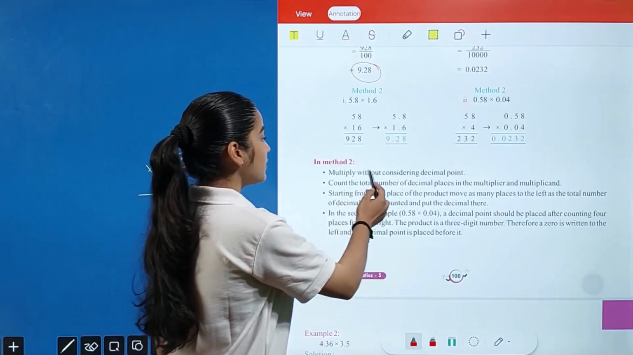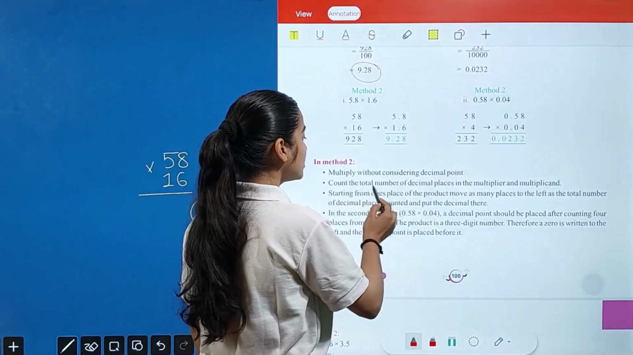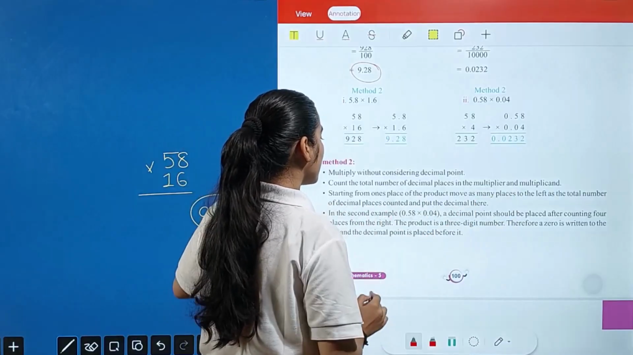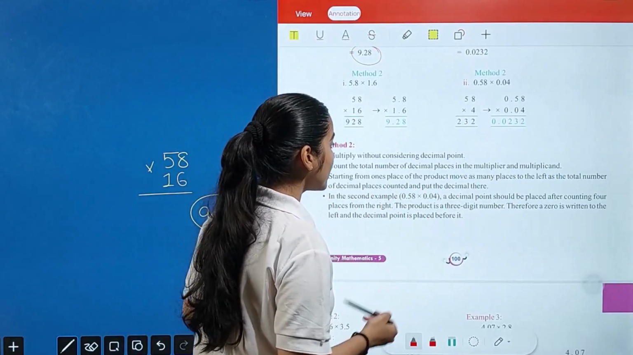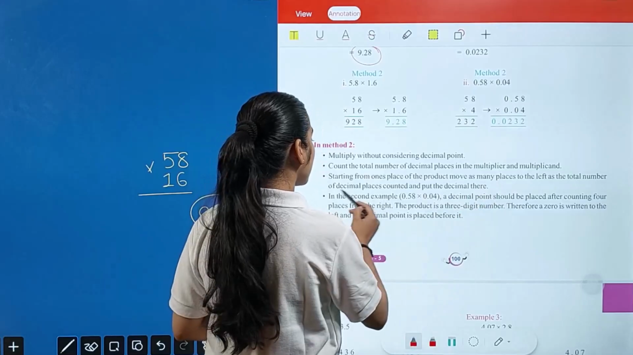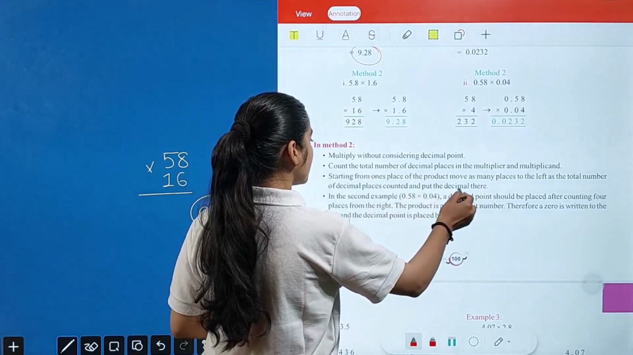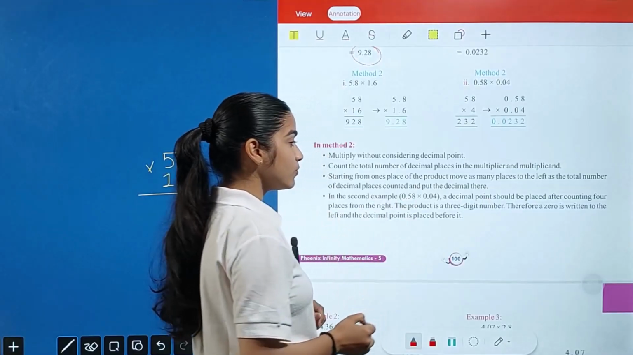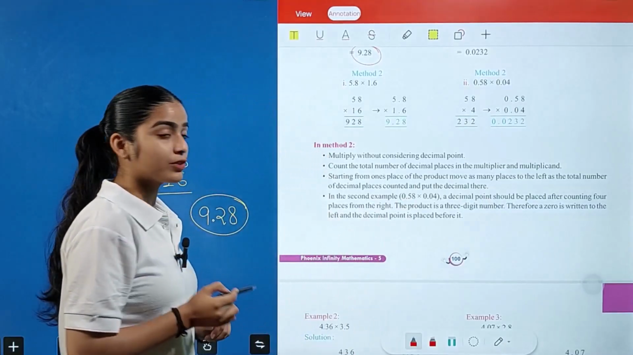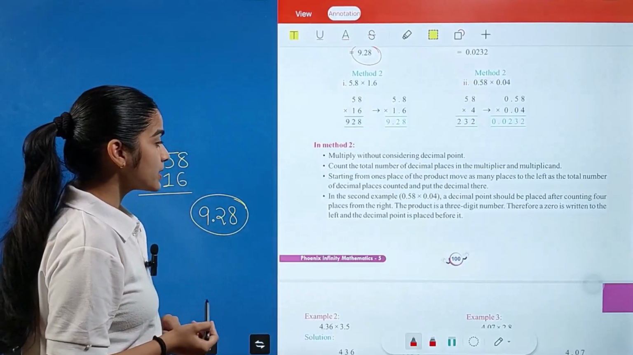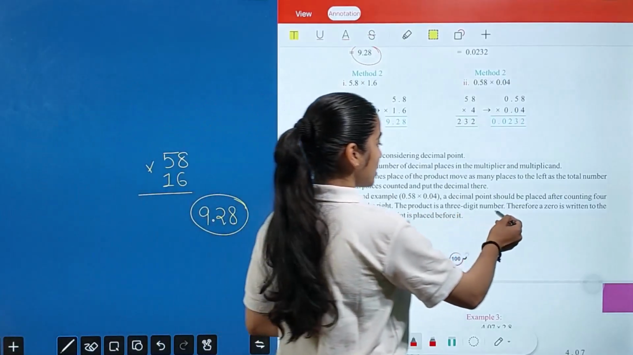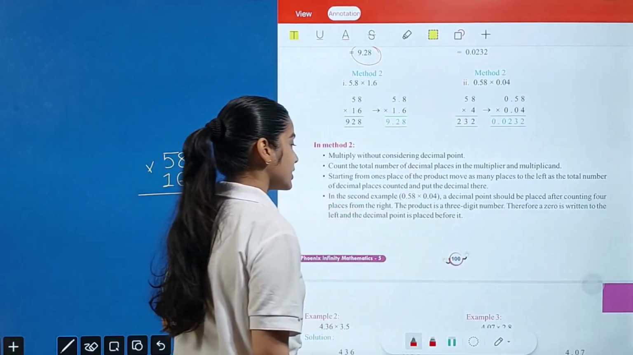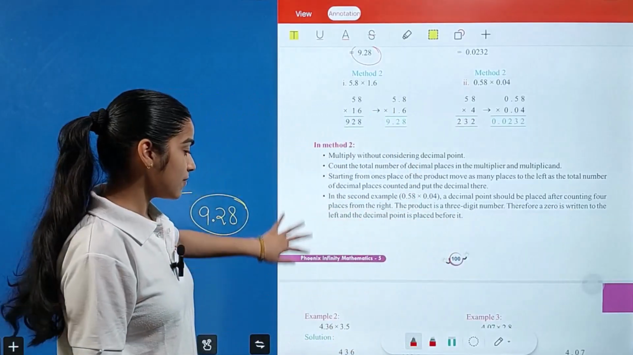Now multiply without considering the decimal point. Count the total number of decimal places in the multiplier and multiplicand. Starting from the one's place of the product, move as many places to the left as the total number of decimal places counted and put the decimal there. In the second example, 0.58 multiplied by 0.04, a decimal point should be placed after counting 4 places from the right. The product is a 3-digit number, therefore a 0 is written to the left and the decimal point is placed before it. So in the same way you can do that.